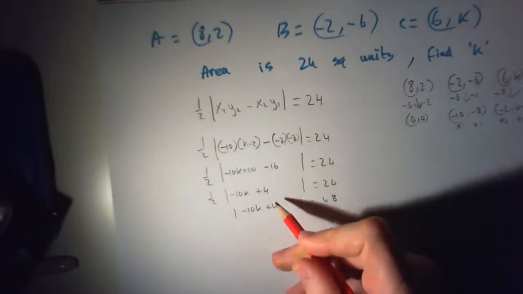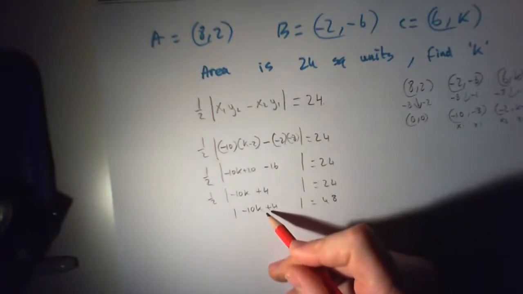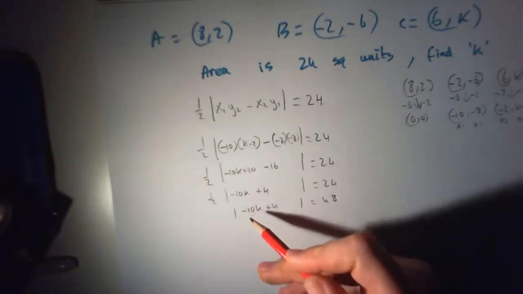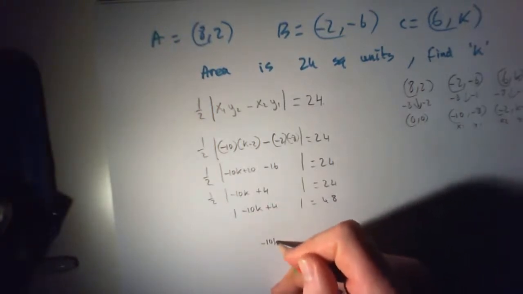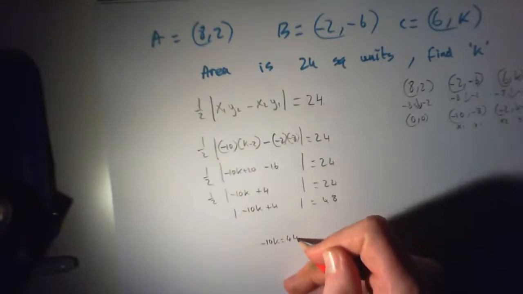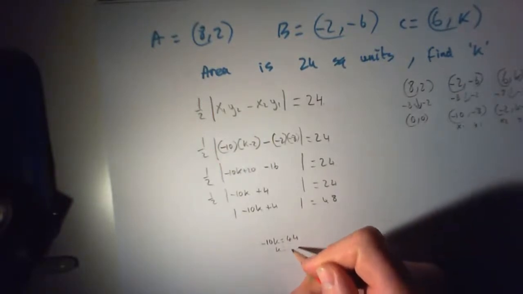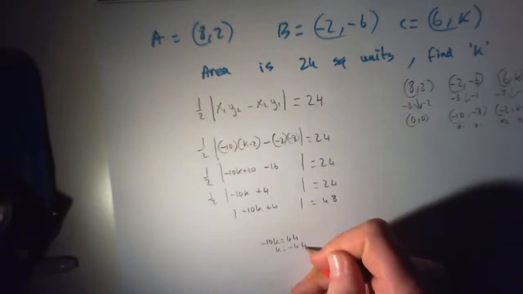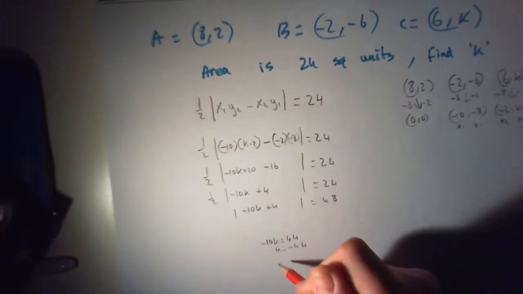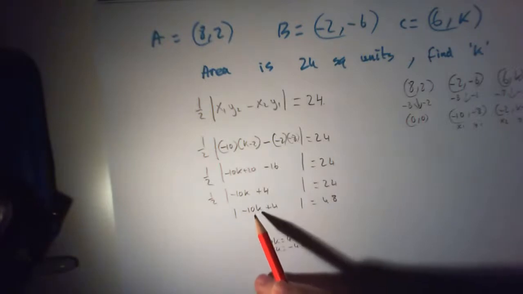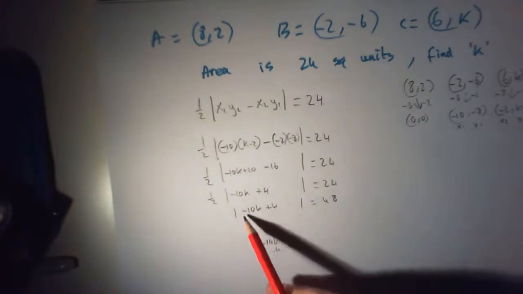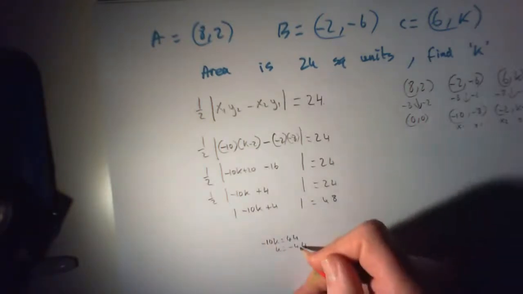So let's do the easiest one first. Okay, 44 plus 4 is 48. Okay, so minus 10k is equal to 44. K is going to be equal to minus 4.4. That's one possibility. Okay, so that is one possibility, but that generates obviously a positive. You want that to be positive. There has to be another possibility.